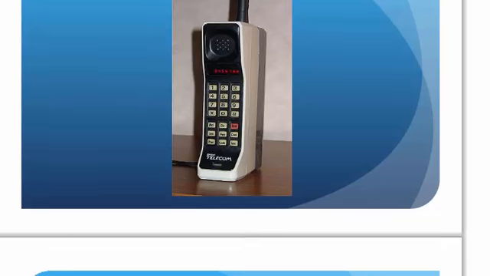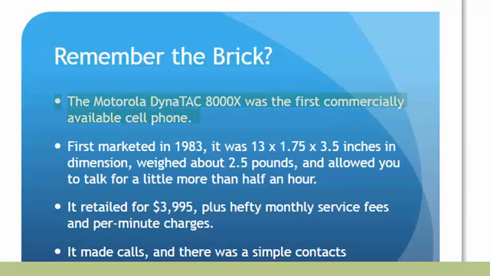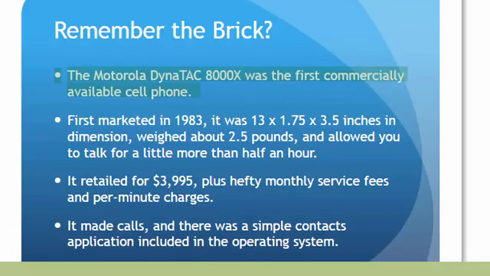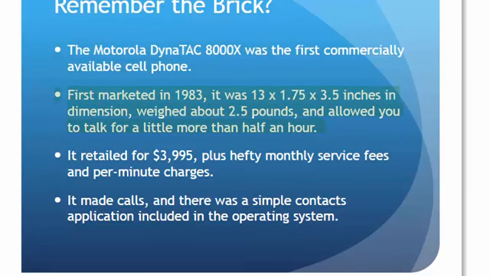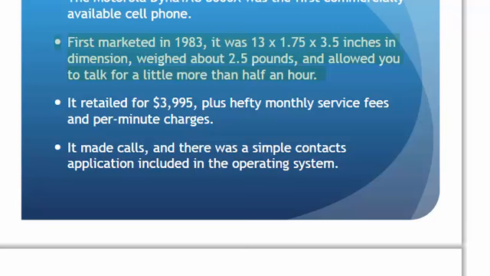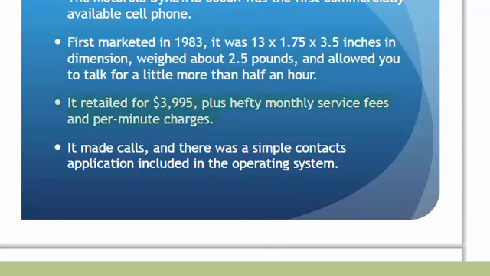Remember the brick? The Motorola DynaTAC 8000X was the first commercially available cell phone. First marketed in 1983, it was 13 x 1.75 x 3.5 inches in dimension, weighed about 2.5 pounds, and allowed you to talk for a little more than half an hour. It retailed for $3,995, plus hefty monthly service fees and per-minute charges. It made calls, and there was a simple contacts application included in the operating system.